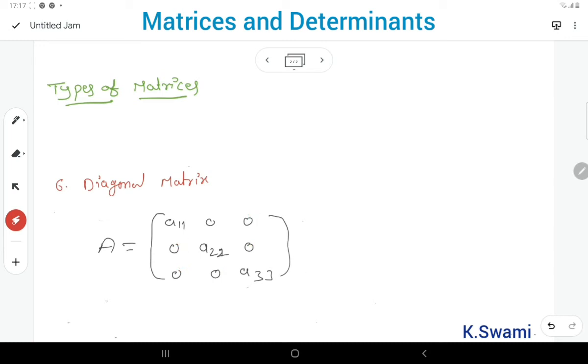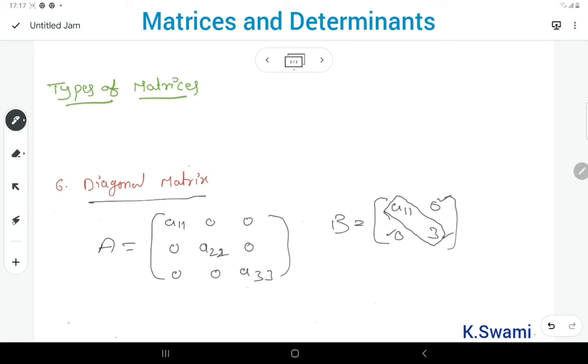Another example is, for example, B equal to 1 1 0 0 3. This is called the principal diagonal, which is not equal to 0. So all the remaining elements are equal to 0. This type of matrices is called the diagonal matrices.